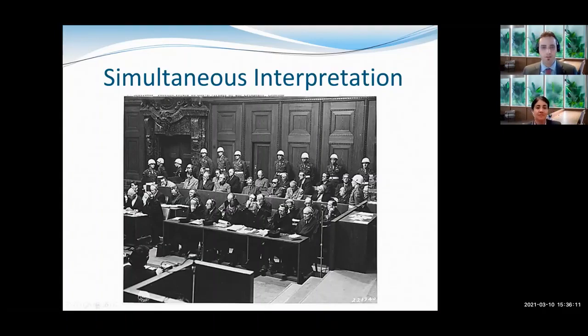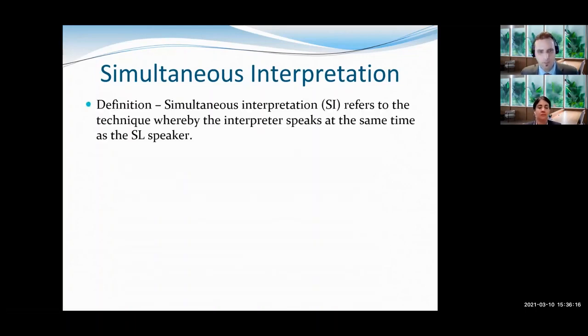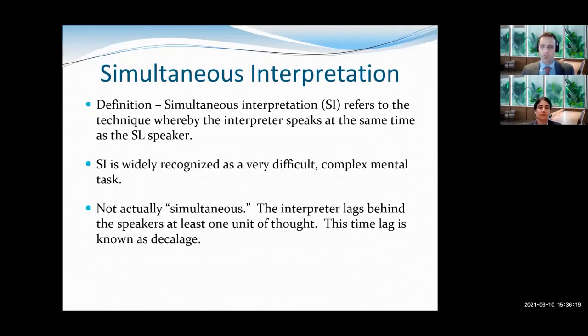Look it up online if you get a chance. Very fascinating. We're just going to do a few slides about simul, and then we're going to do a couple of examples. So let's define this first. Simultaneous interpretation can be defined as the technique whereby the interpreter speaks at the same time as the source language speaker. So you're hearing it in one language. I'm hearing it out loud in the courtroom, and it's going to be English. I'm interpreting it simultaneously into my foreign language at the same time. So there's really not much space between the time I hear it and the time it comes out of my mouth in the other language.